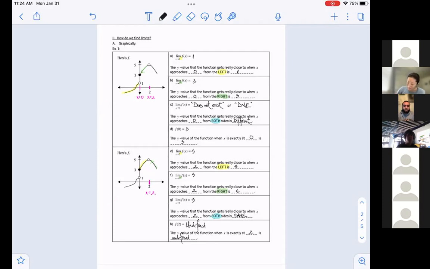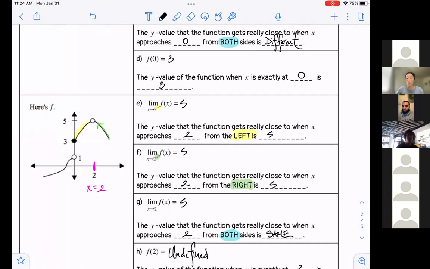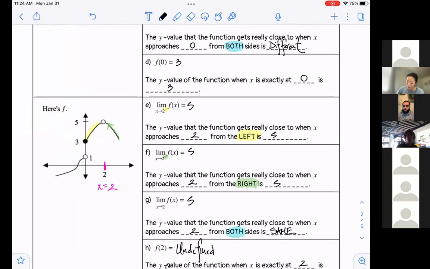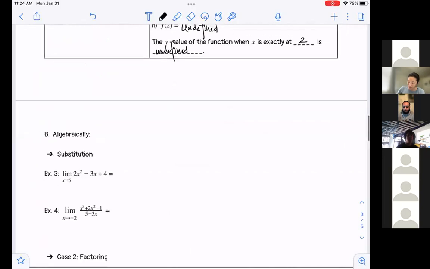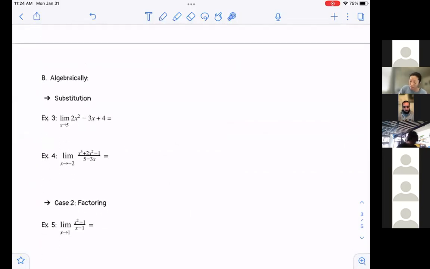All right, but let's keep moving. We've got our graphs. Graphing is one way that we can find limits, but it turns out that sometimes we don't have a graph. And so we're going to spend some time taking a look at what it means to find them algebraically. Okay.